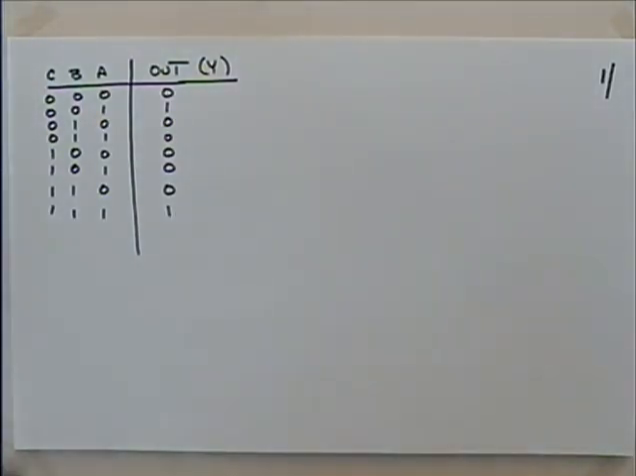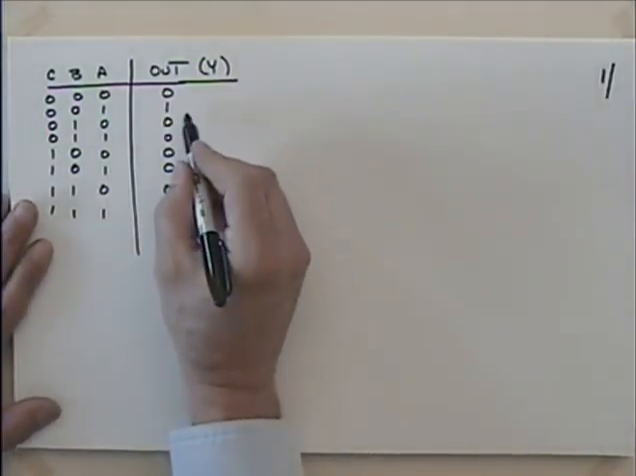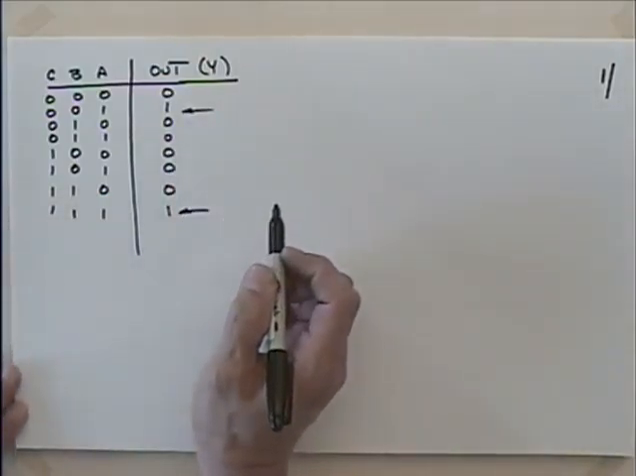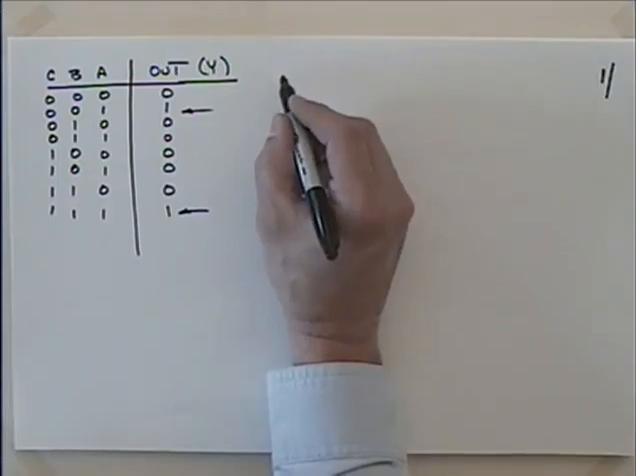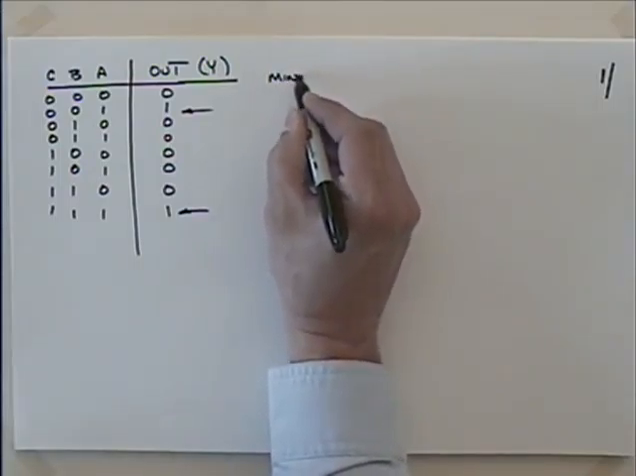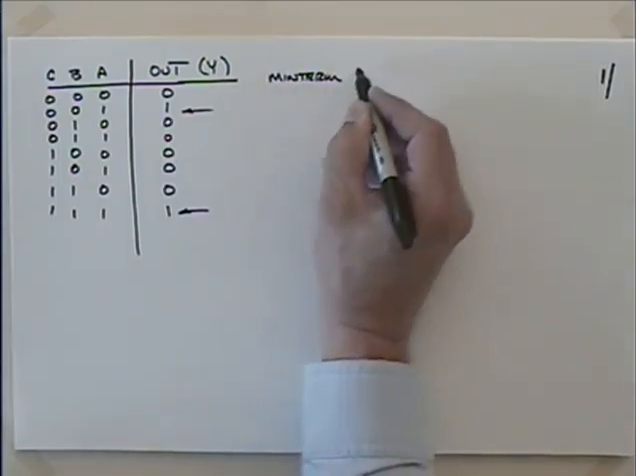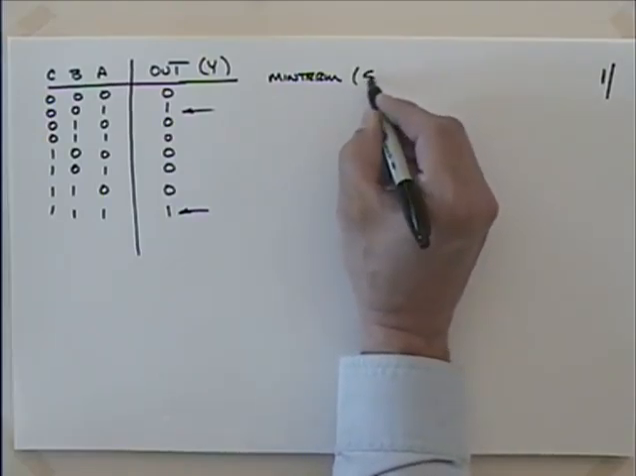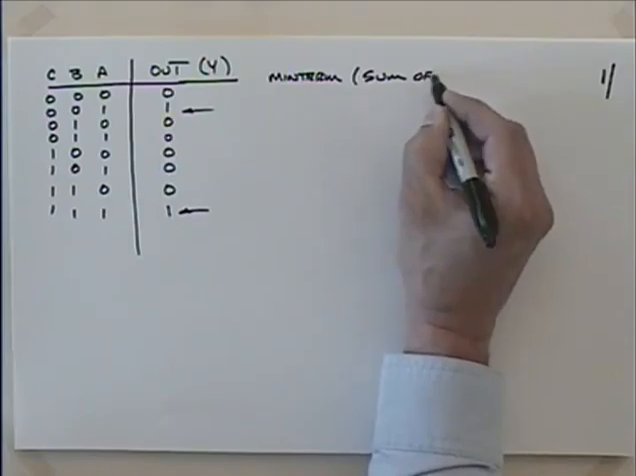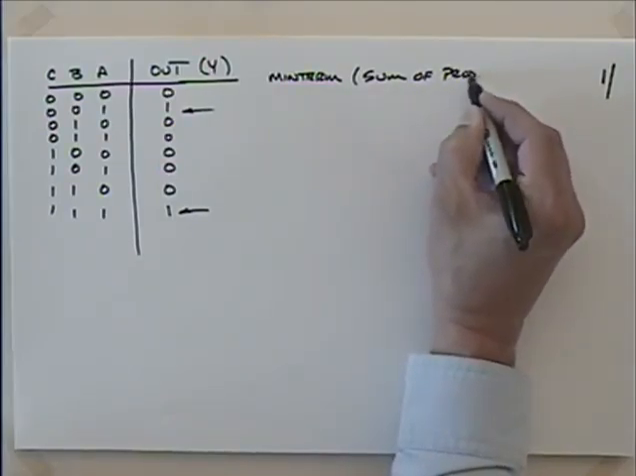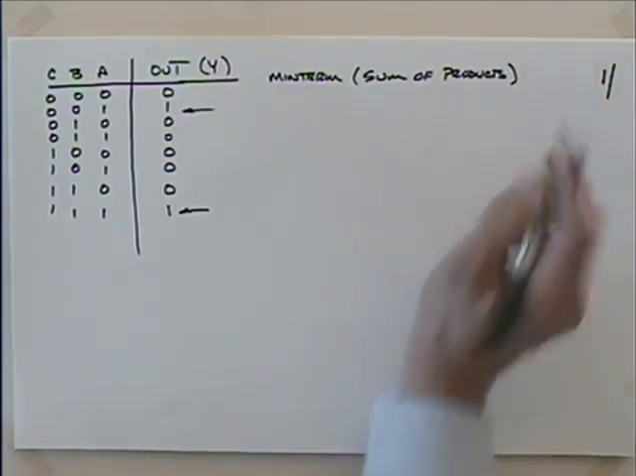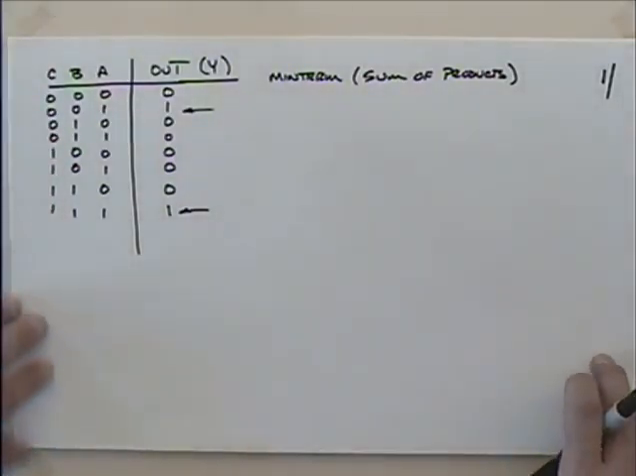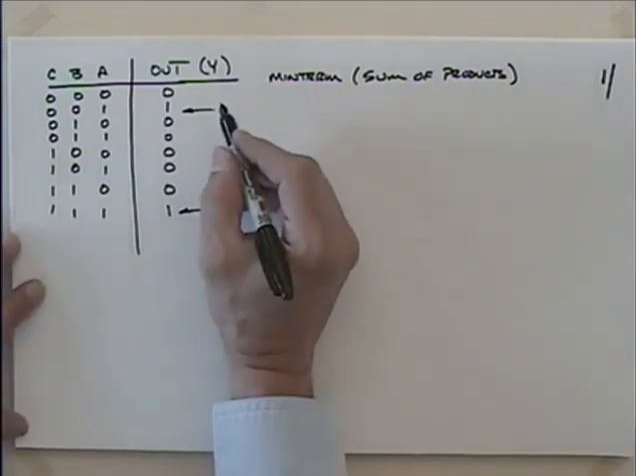Okay. And I'm going to look at where I have the ones on this. I'm going to look at this one. And I'm going to look at this one. And I'm going to write the min-term expression, which sometimes we will call the sum of products. If I look at the zeros, I'll look at the max term expression, but when I look at the min-term expression, I'm going to look at the highs on the output.